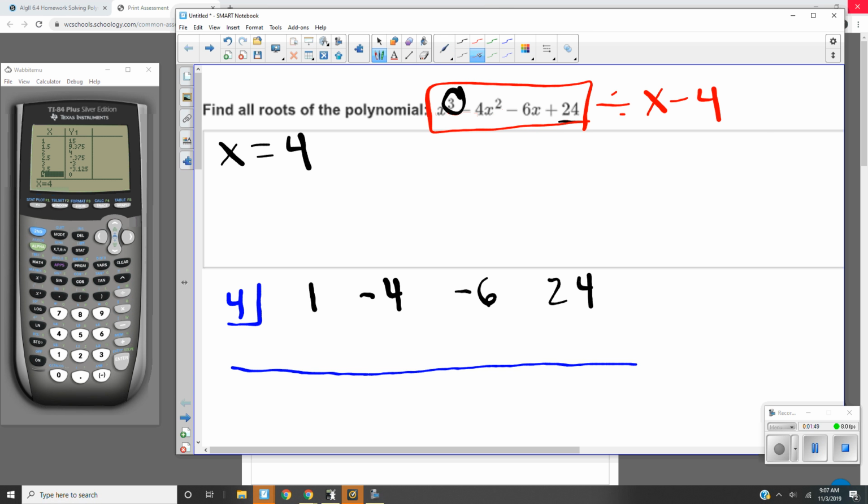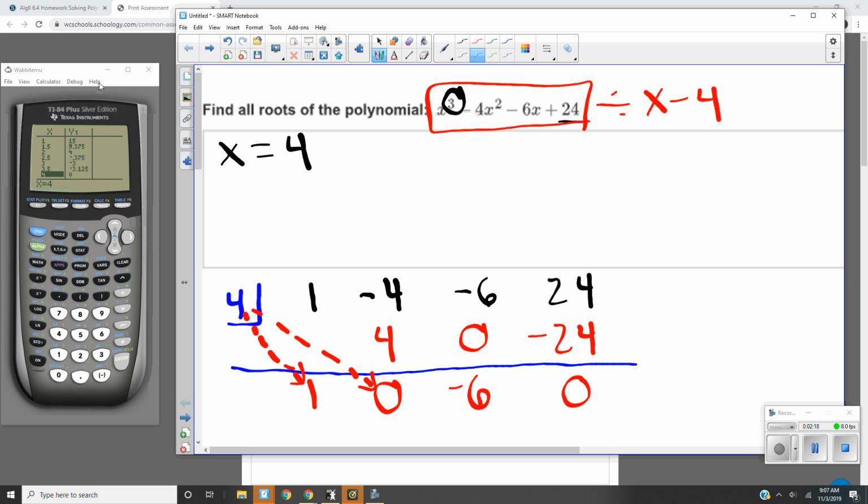And we go through the process the other video taught where we add. We're going to bring down that first number because it's not being added to anything. And then we're going to multiply that number by 4. And we get 4. Then we're going to add, we get 0. And then we're going to multiply that number by 4. Add, multiply. That's a good sign that we got 0 at the end, so there's no remainder for this problem.